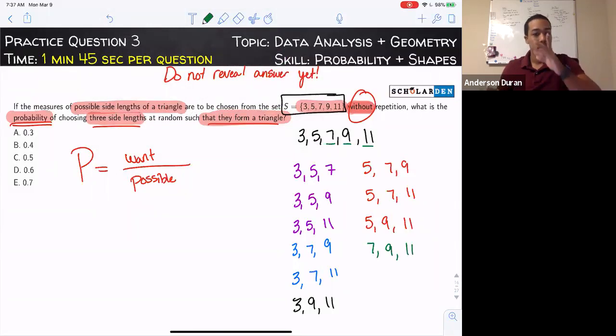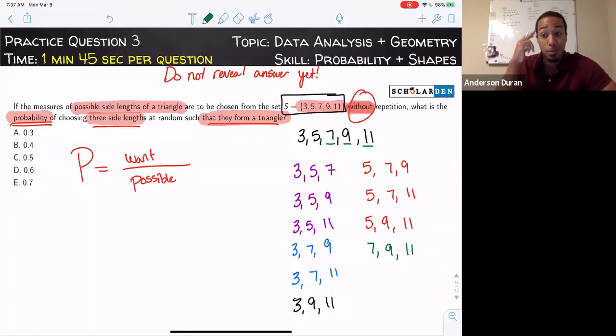So give me a show of hands. Give me a yes or no. Who understands that we have to actually write out the set here? We actually have to write out the possible outcomes with this type of problem. Perfect, great.